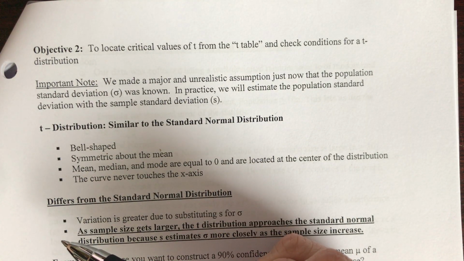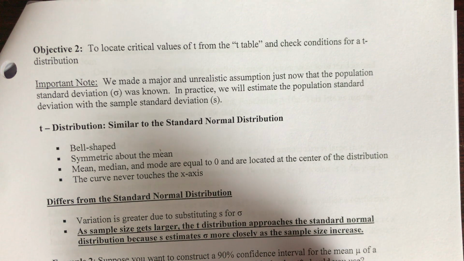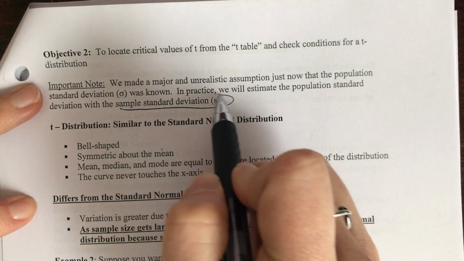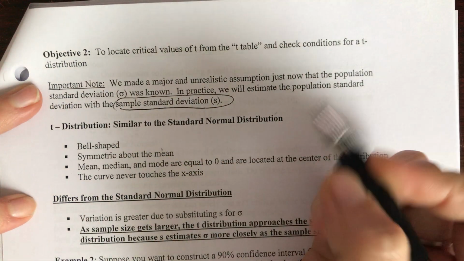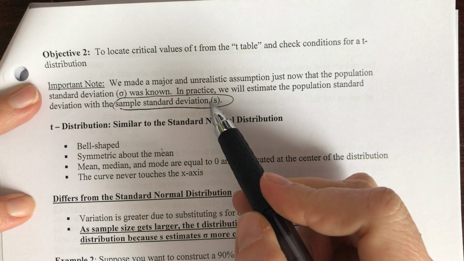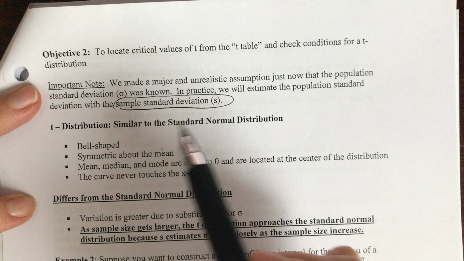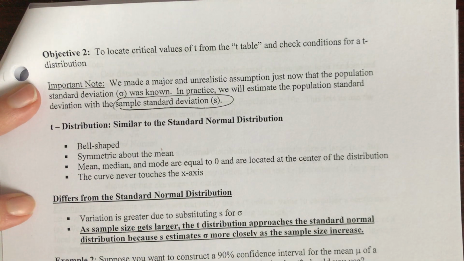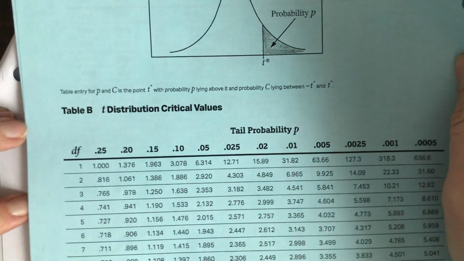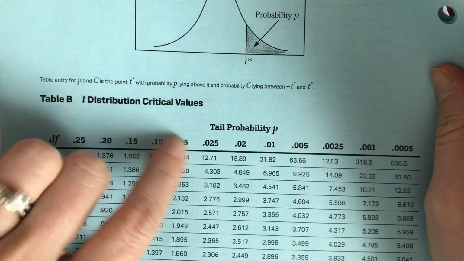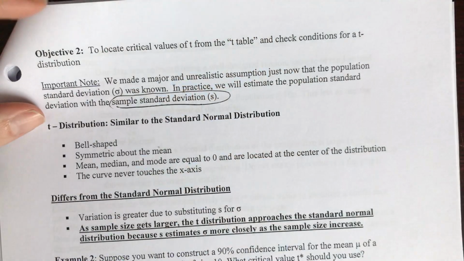So it's really uncommon for what we just did to happen. When you deal with averages, you're almost always going to do what we're about to do now. You're almost always going to know only your sample standard deviation. And when you do that, you need to use your t distribution. It's going to be this guy, table B, your t distribution of critical values. I'll go through this with you and show you how to do it.